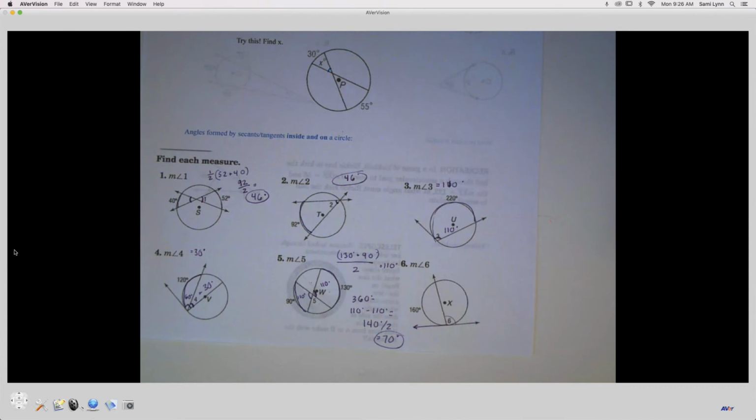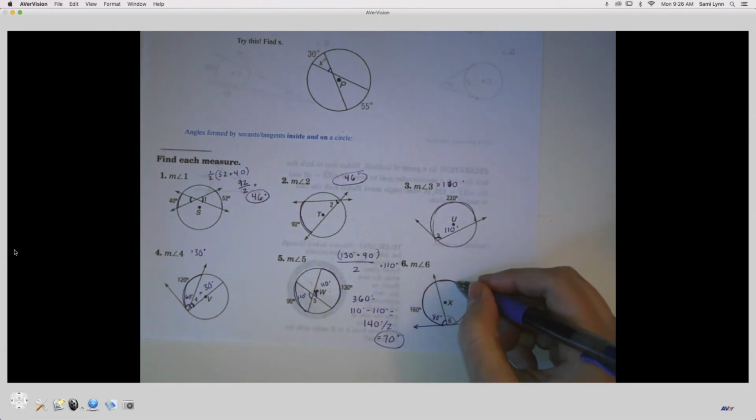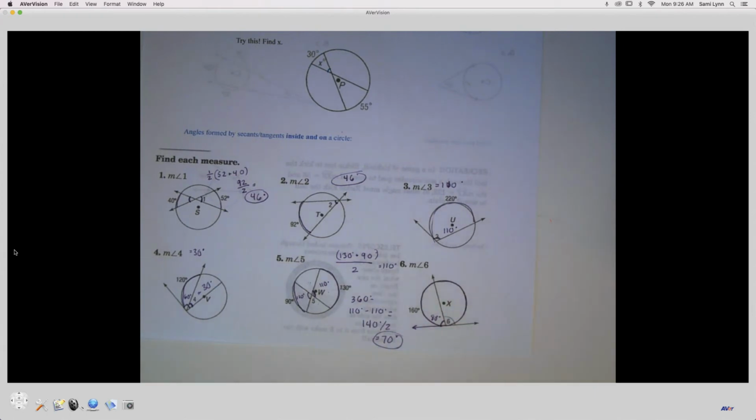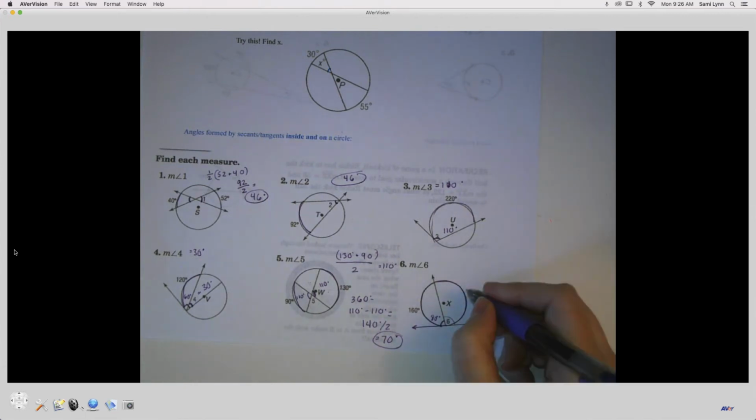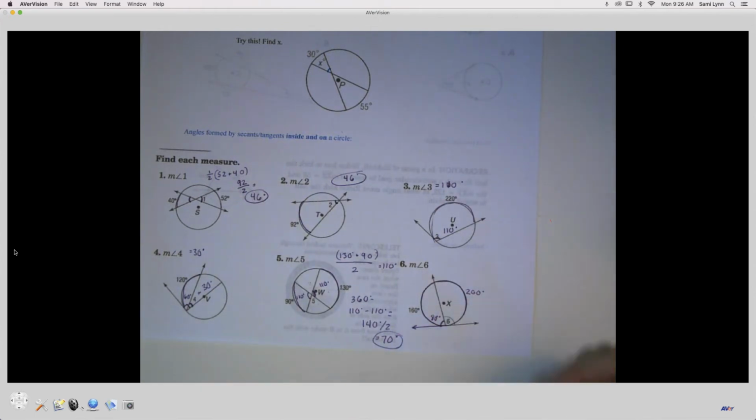Let's go through it. So I've got an arc's measure, and I know that the measure of that arc is 160 degrees. So what can I do? Let's go ahead and find this angle here. All I have to do is divide by 2. I know that this is 80 degrees. Now, think about it. I know that the total measure is 360 degrees all the way around. So what I can do is find what makes this 360. So 360 minus 160, this is 200 degrees for my arc. And then all I have to do is divide by 2. So I know that the measure of angle 6 is 100.